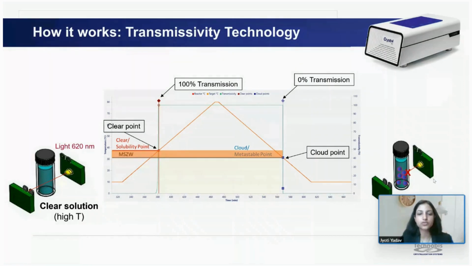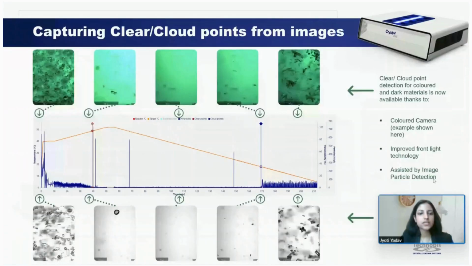So there is another method to determine the solubility by capturing the clear and cloud point from the images taken using the Crystalline instruments. So this is a very useful method in determining the solubility for colored compounds, where the transmissivity is affected by the color, and the images give you more accurate clear and cloud points.